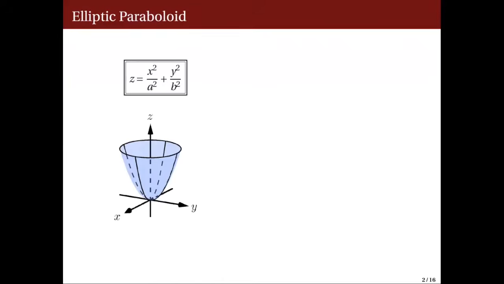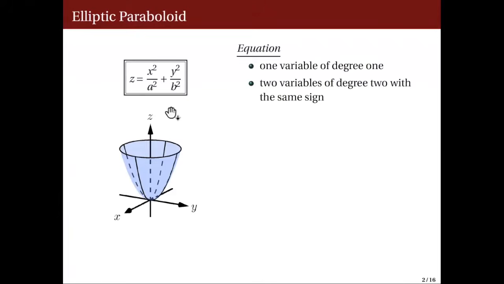Consider an elliptic paraboloid. Shown in the figure here is an elliptic paraboloid with vertex located at the origin, and it opens towards the positive z-axis. Its standard equation is z equal to x squared over a squared plus y squared over b squared. Observe in this equation that exactly one variable is of degree 1, and the two other variables are of degree 2 and have the same sign. In particular, here, both coefficients are positive. Moreover, the constant term is 0.